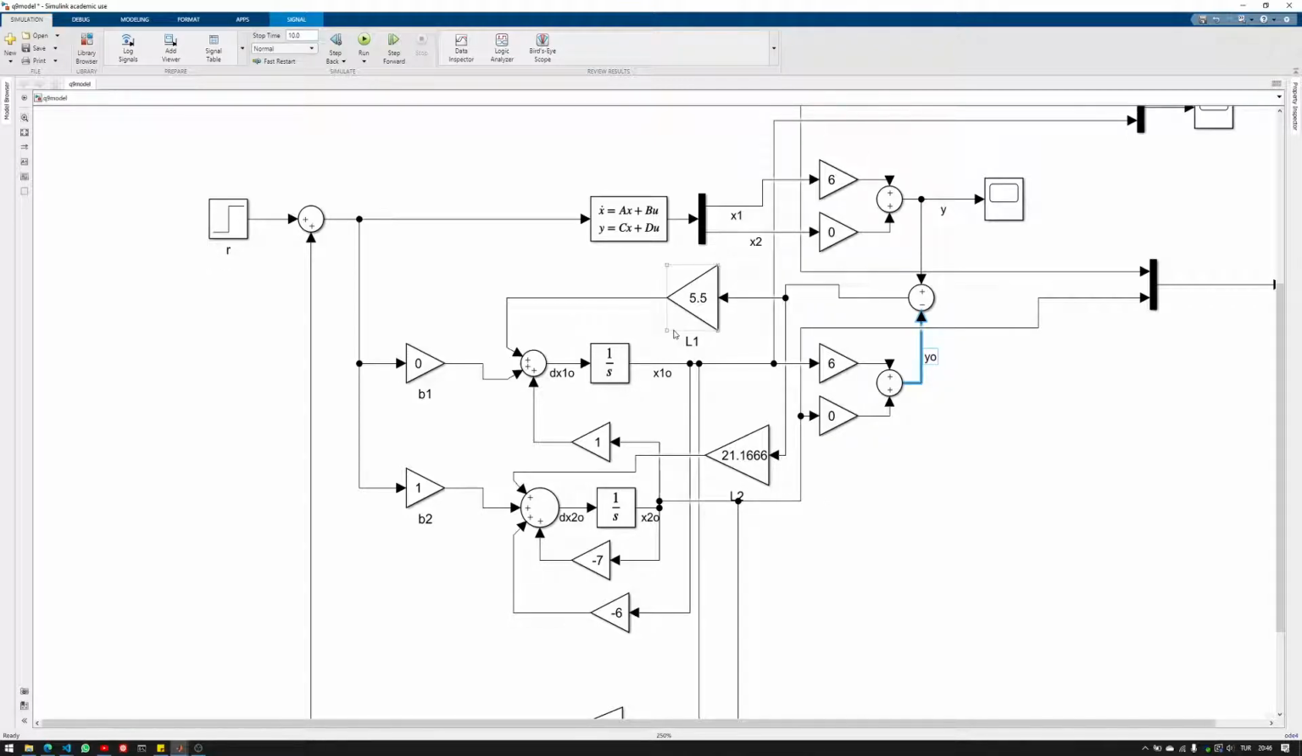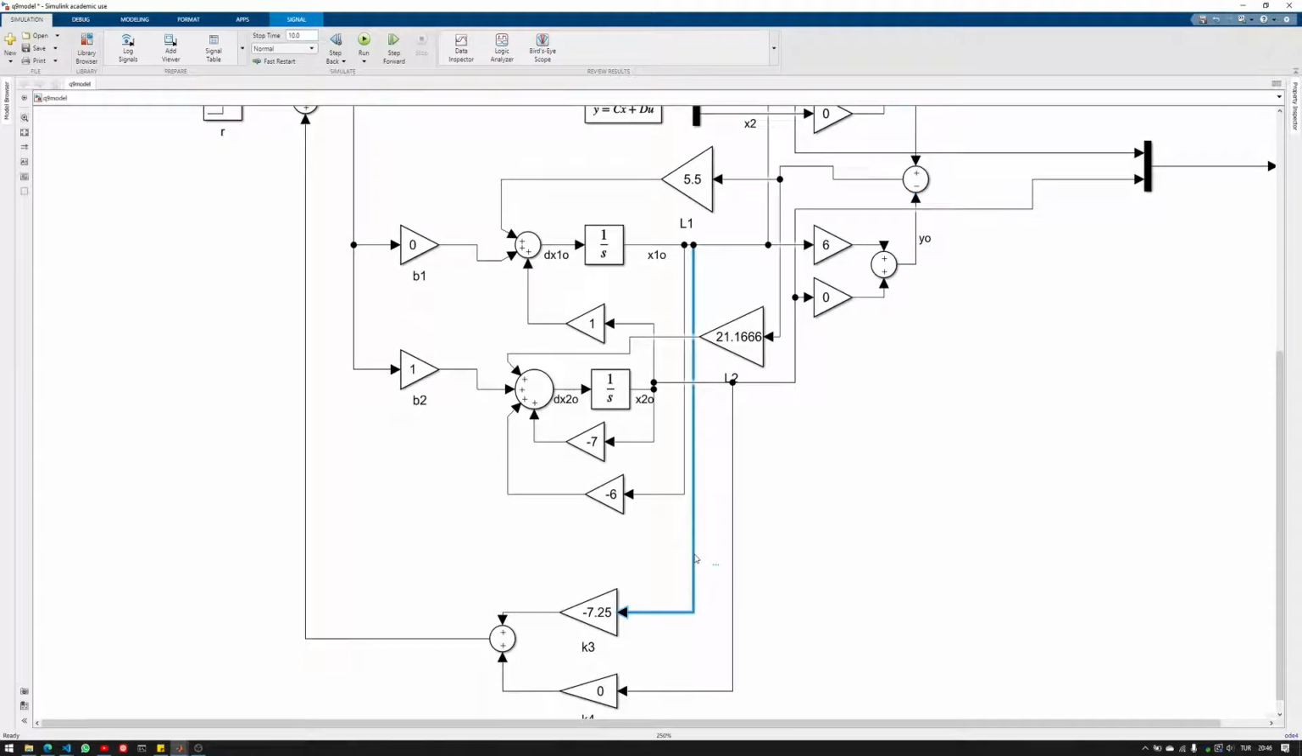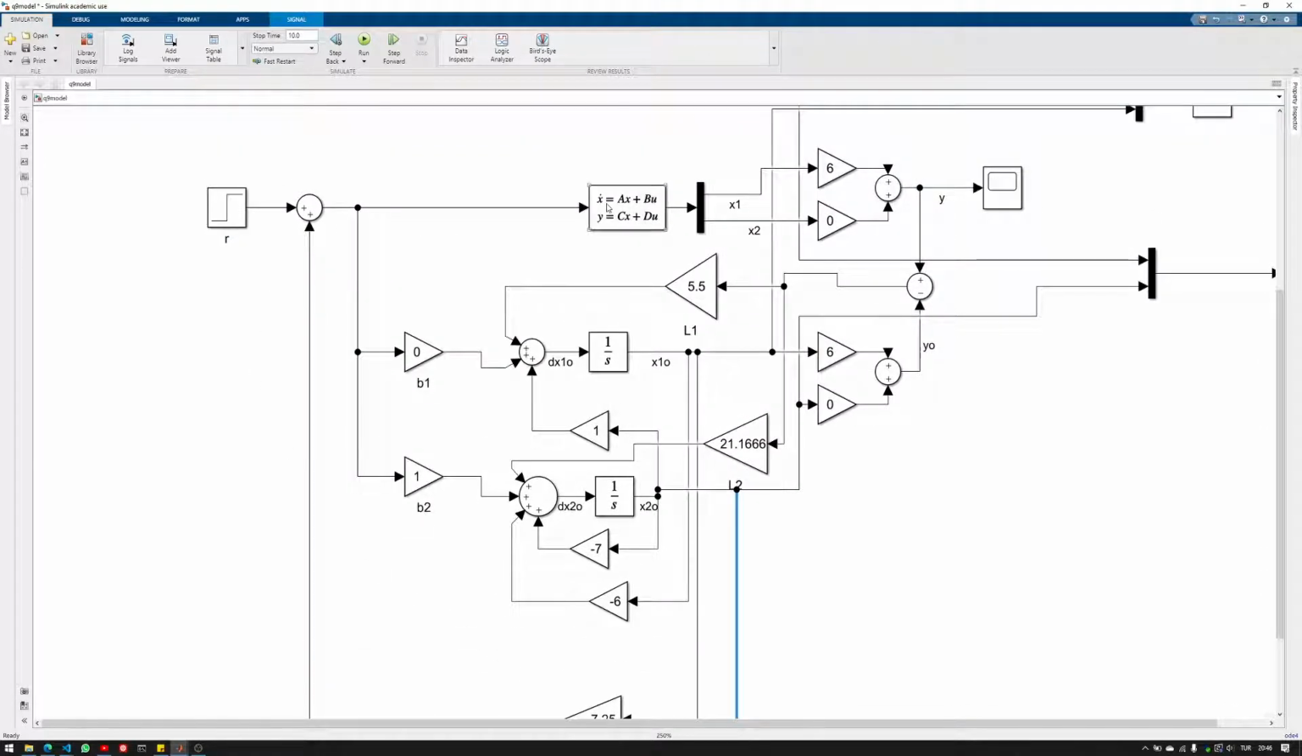Now, since I have calculated basically my states, or estimated them, what I do is I take k1 times the observer state 1 and k2 times observer state 2 and combine them and apply this into the system. So basically, as you can see here, I'm not using any of the states of the system, but I use the output.